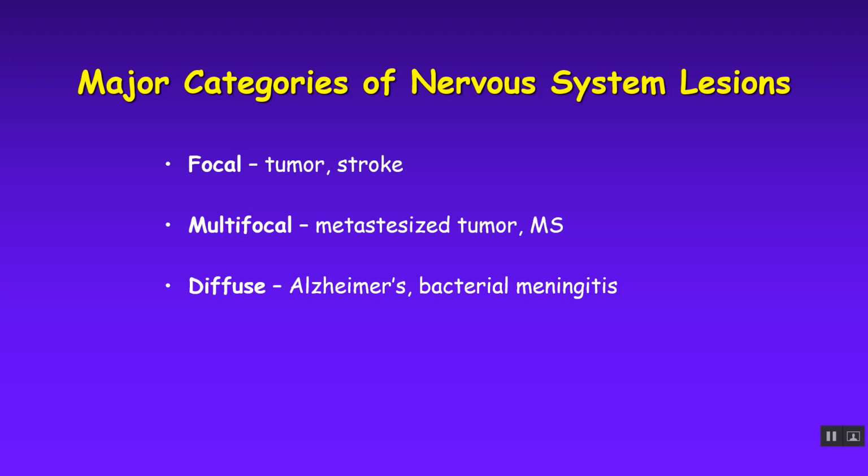It's going to cause very distinct symptoms related to the location within the nervous system. And then there are multifocal lesions. Multifocal lesions would be something like a metastasized tumor, where you have multiple lesions in the nervous system. That can be more challenging because it can cause symptoms that are more wide-ranging and harder to pin down. Also something like multiple sclerosis.